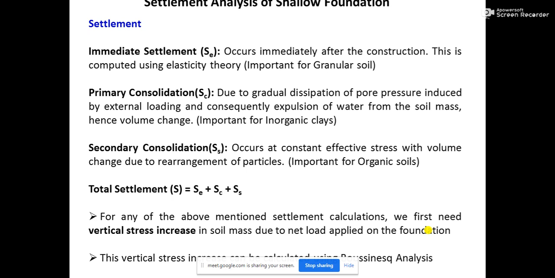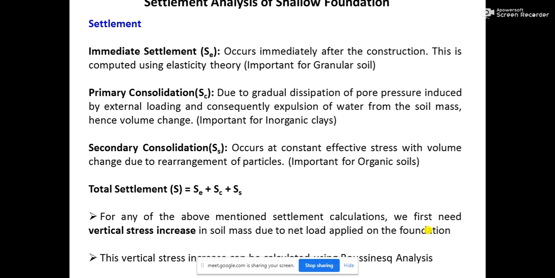Both these things we will discuss in today's discussion: what the Indian Standard Code is saying related to the immediate settlement calculation, what is the formulation, and what are the things you need to know for immediate settlement calculation.